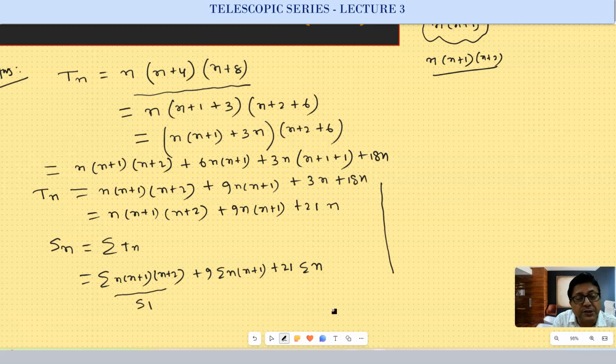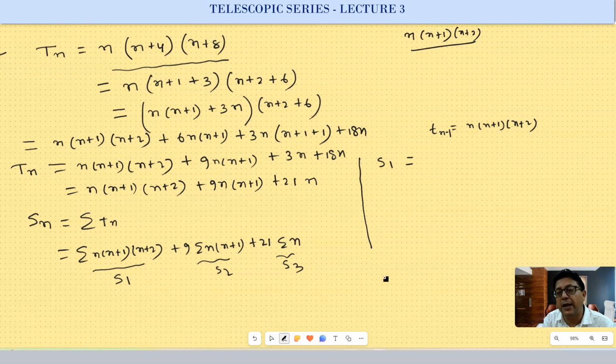Suppose you are taking this one S1, this one S2, this one S3. S1 is going to be what? For S1, the nth term is say Tn1. We are writing this in the form n plus 1, n plus 2. What is the method of writing this nth term of the series? Last class I told you. You write Tn1 for the first series nth term. What will you do here? You will write this term as it is, like n plus 1, n plus 2.